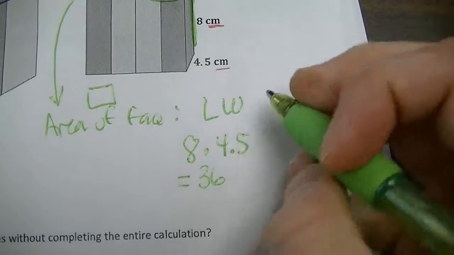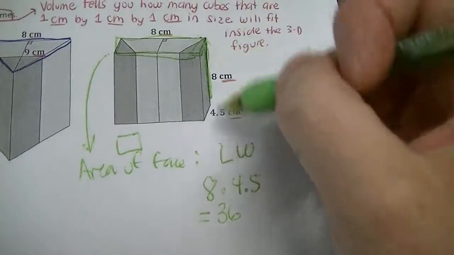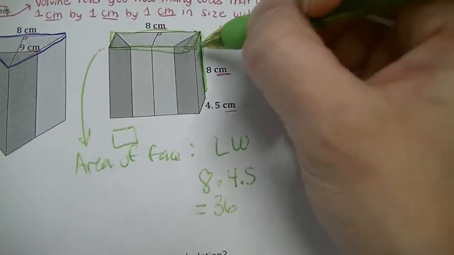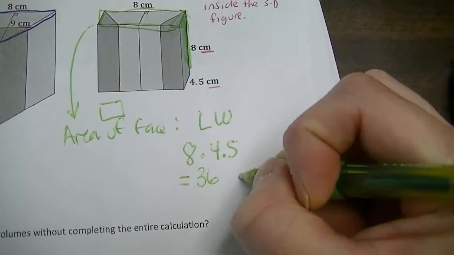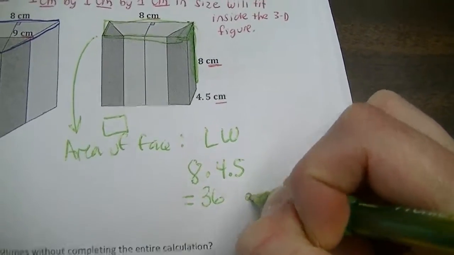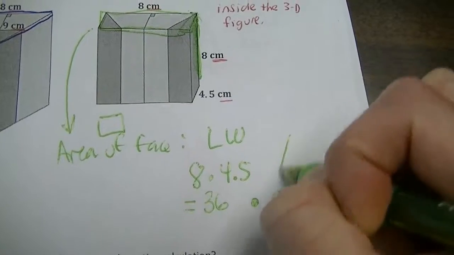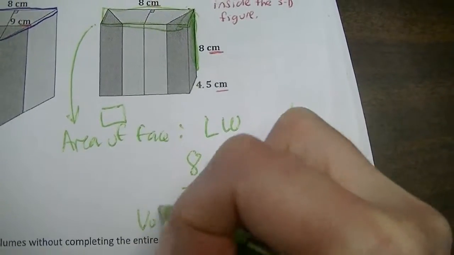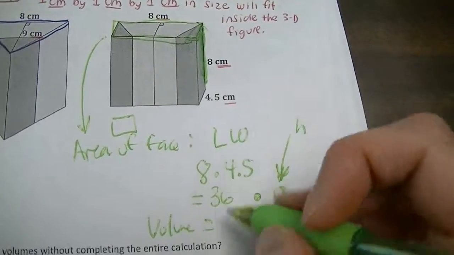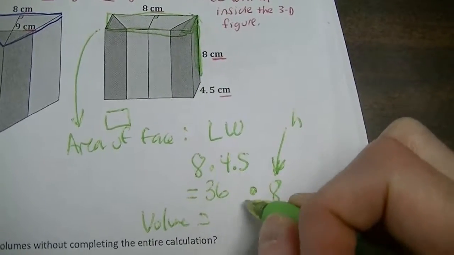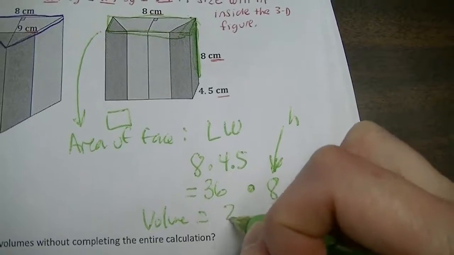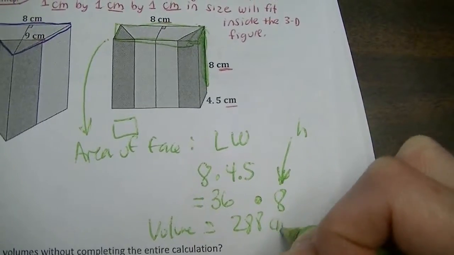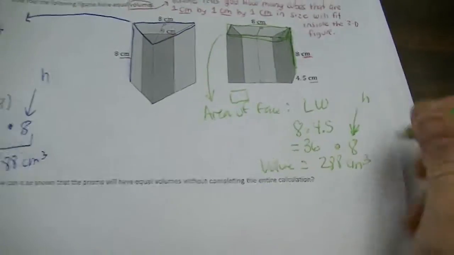And we end up with 36. And don't forget to find the volume of it. Once we've taken the area of that face, we have to multiply it by h. And that would be times 8. That right there is h. So the volume of this rectangular prism is equal to 36 times 8, which is 288. It's in centimeters cubed, okay?